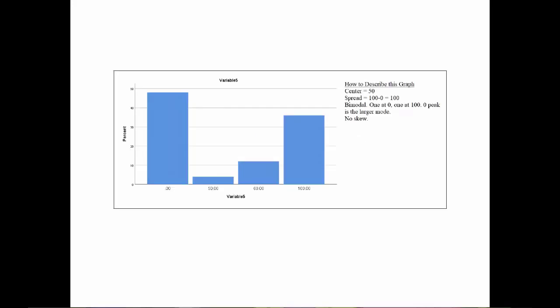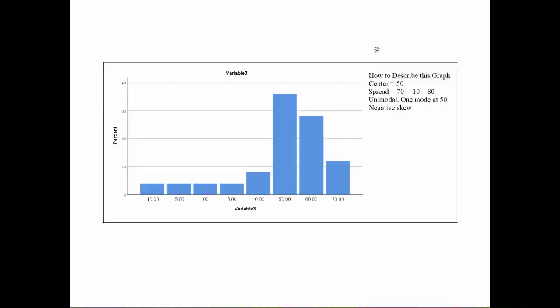In this graph, the center is 50, the spread is 100 (the largest value, 100, minus the smallest value, 0, which equals 100). The graph is bimodal, with one mode at 0 and the other mode at 100. The peaks are not even. The 0 peak is larger than the other mode, and there's no skew as the left and right sides of the graph extend about the same amount from the center of the graph.